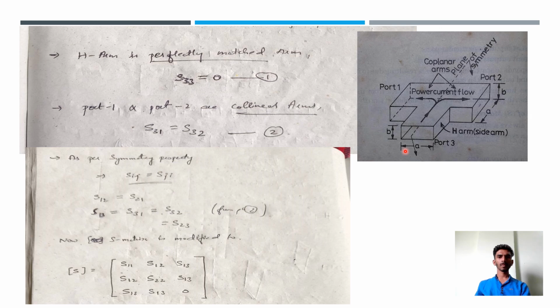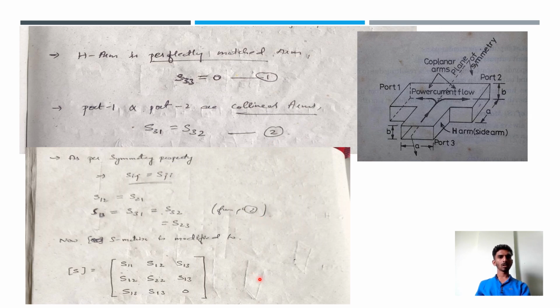Now look at the diagram. If the H arm is perfectly matched, we can write S33 equal to 0, and consider it as equation 1. Now port 1 and port 2 are collinear arms, so we can write S31 equal to S32. That is equation 2. And we know that by the symmetric property, Sij is equal to Sji. By using this, we can write S12 equal to S21, and S13 equal to S31. Similarly, S13 is equal to S32, and by the symmetric property S32 can be written as S23, from equation 2.